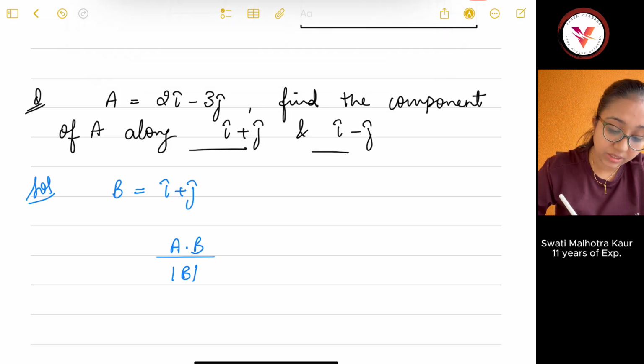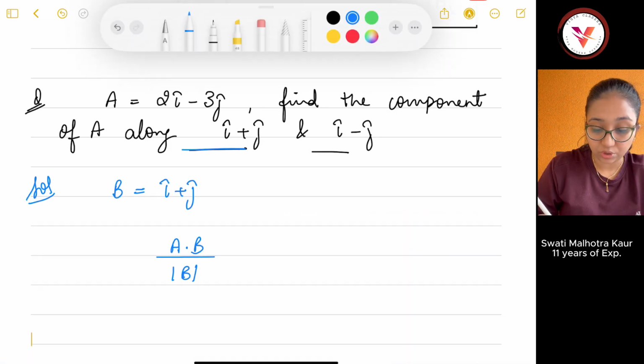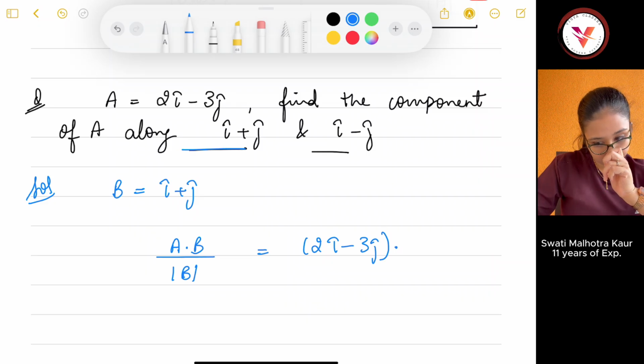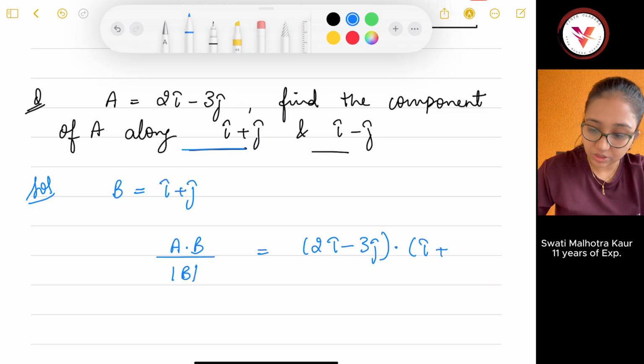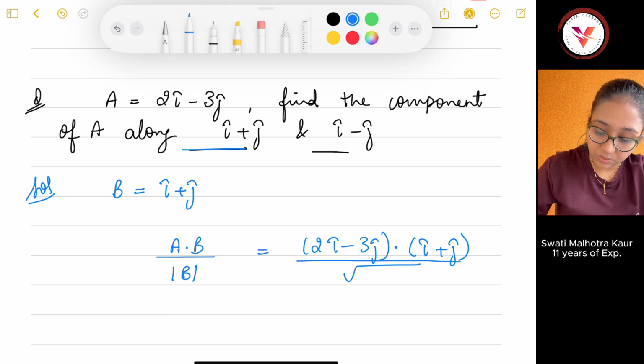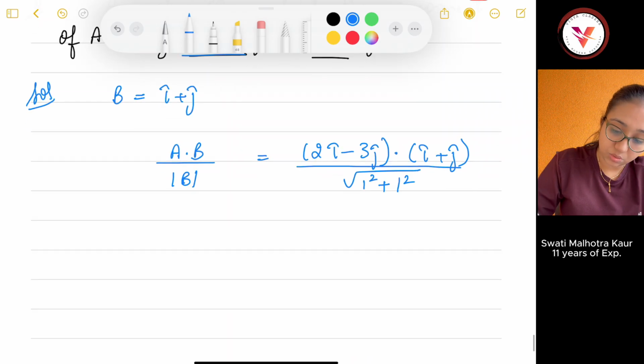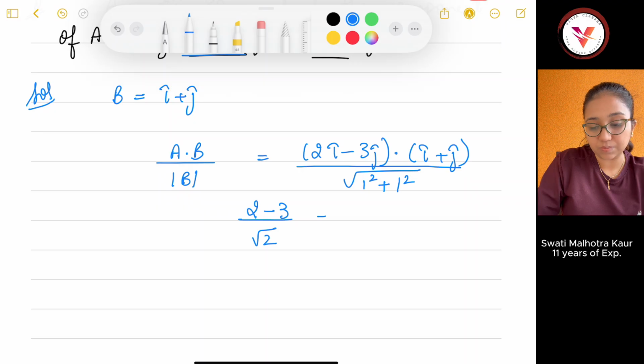So you want to get the component of A along this, so we take its magnitude, which we have taken as B. So A dot B is what? 2i cap minus 3j cap dot i cap plus j cap, over the magnitude of B, which is root of 1 square plus 1 square. Just take the dot product: 2 plus 1 is 2, minus 3 plus 1 is minus 3, and the magnitude is 1 plus 1 is 2, root 2. So it's minus 1 by root 2.